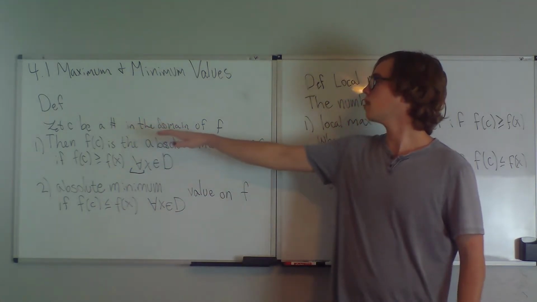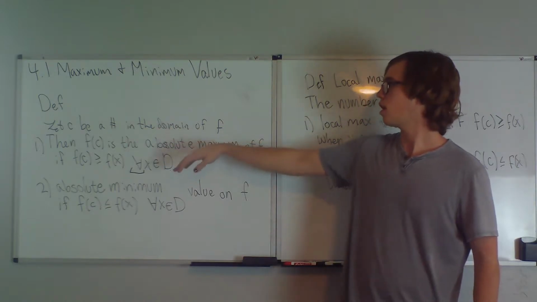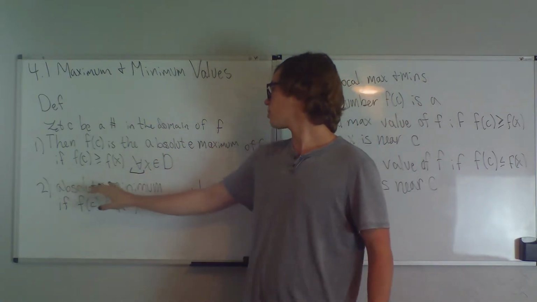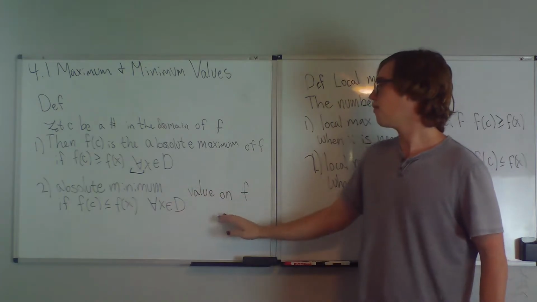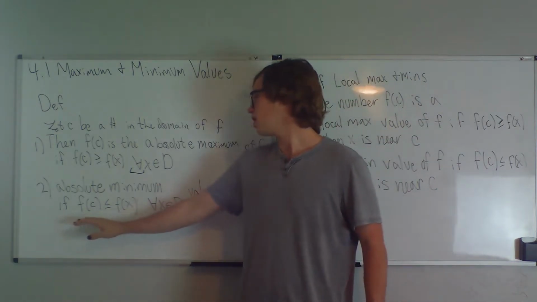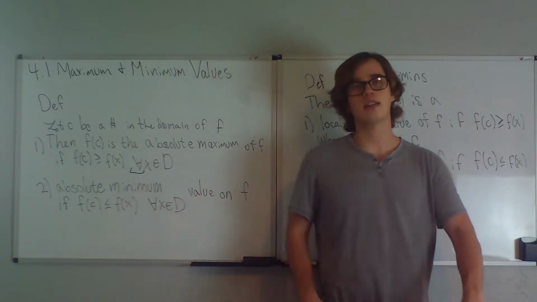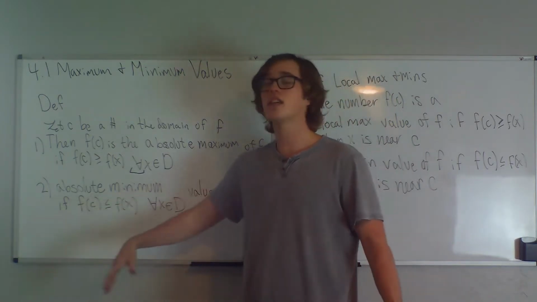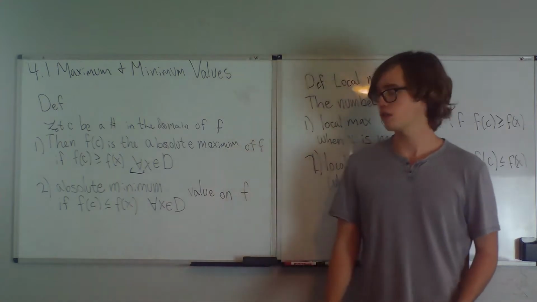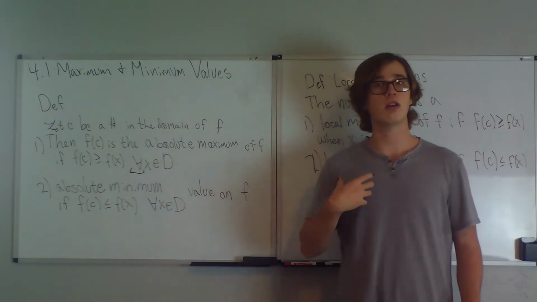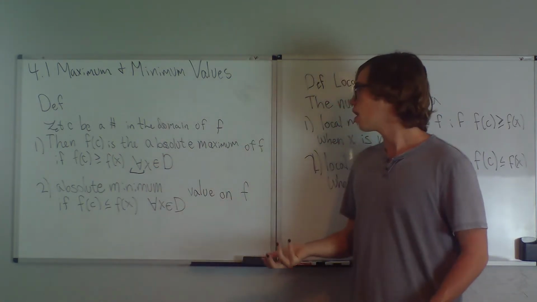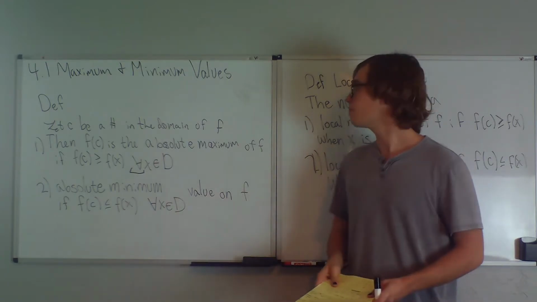Let c be a number in the domain of f, then f of c is the absolute minimum value of f if f of c is less than or equal to f of x for all x in D. And it's the same thing here. It means that f of c is the smallest number, right? So it's like the smallest output of the graph, or smallest output of the function.